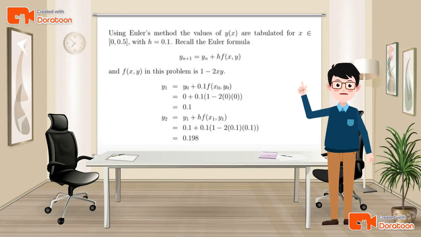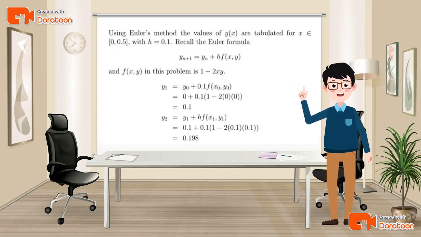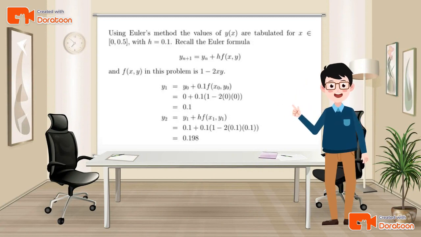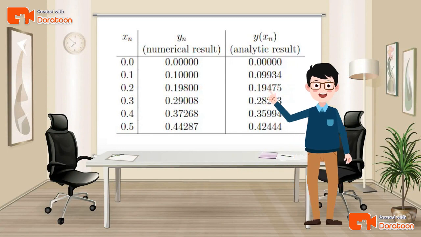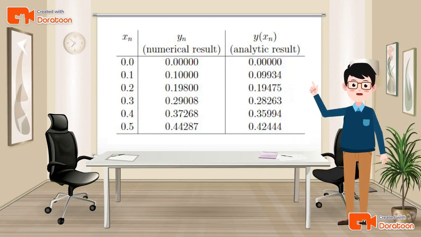Comparing this numerical result with the analytic one, got by substituting in equation 2, gives the table. This is a table which consists of x_n, y_n numerical result, and y(x_n) for the analytic result.